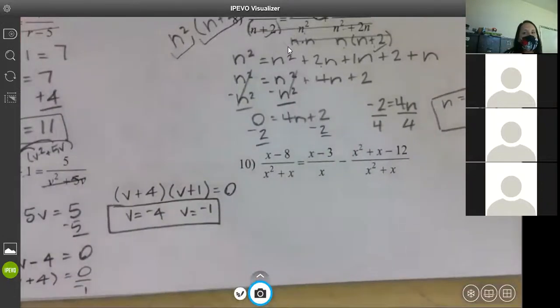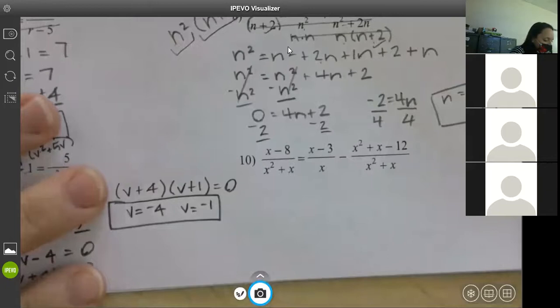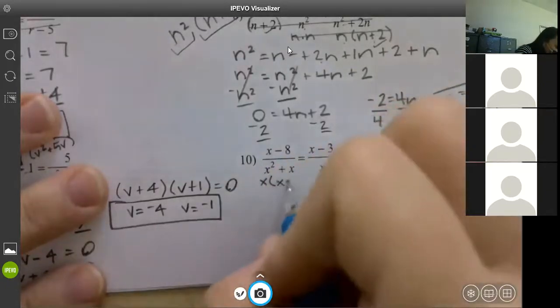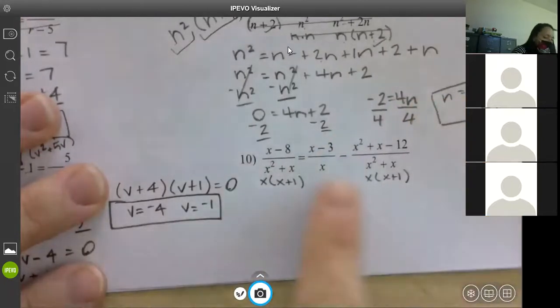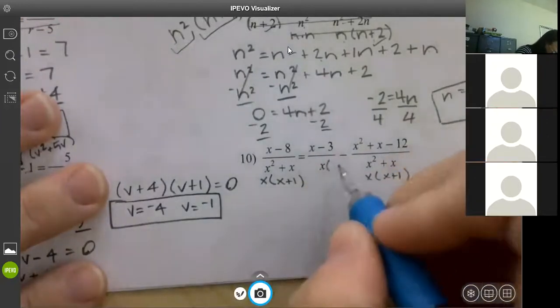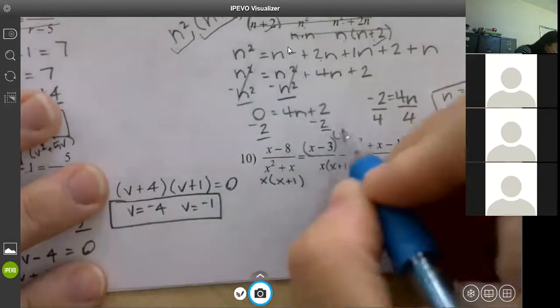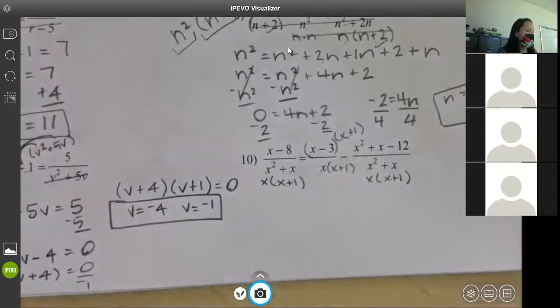All right. Last one. What do I need to do? Factor. I can pull out a GCF of x on this one, which gives me x and x plus 1. This one only has x, so what does it need? X plus 1. Okay, again, watch the minus when we get there. Watch the minus when we get there.